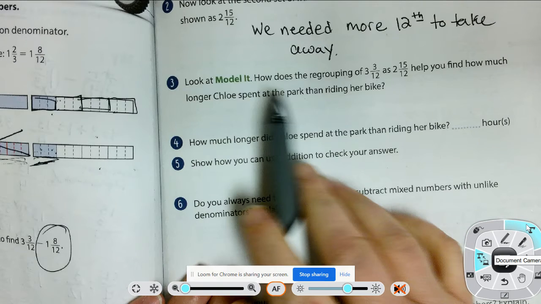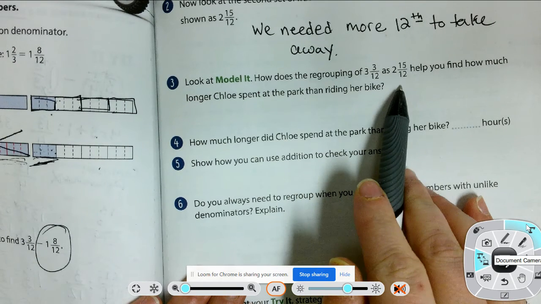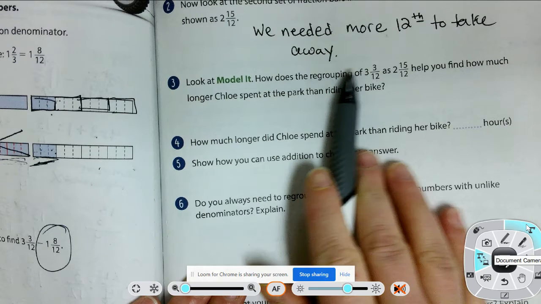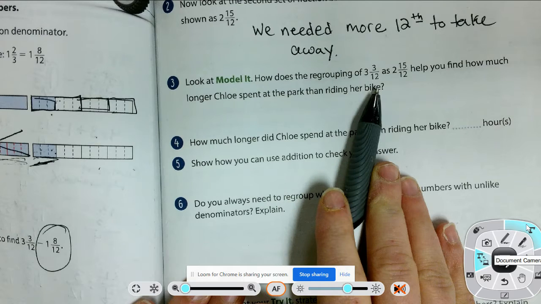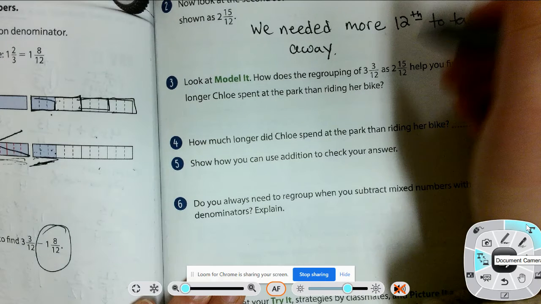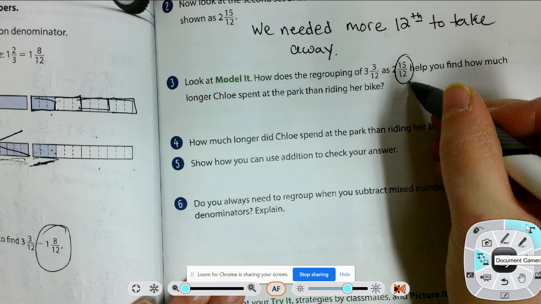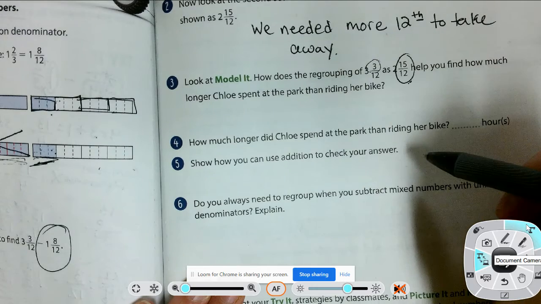Now the model says regrouping 3 and 3 twelfths as 2 and 15 twelfths helps you find how much longer. How does it help you find how much longer Chloe spent at the park than riding her bikes? Well, it helps us because it lets us take away the right amount of twelfths. So we needed to take away 8 twelfths, and we couldn't do that when we had 3 over here.